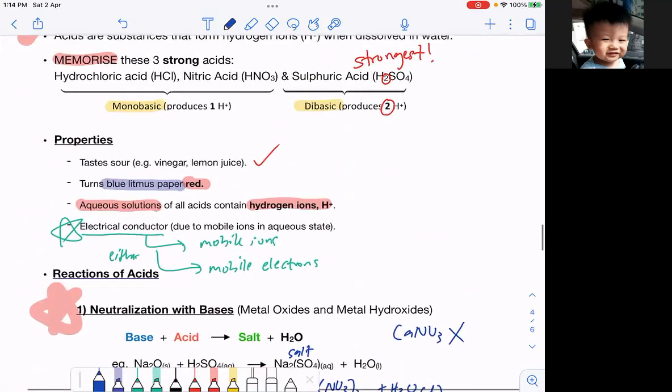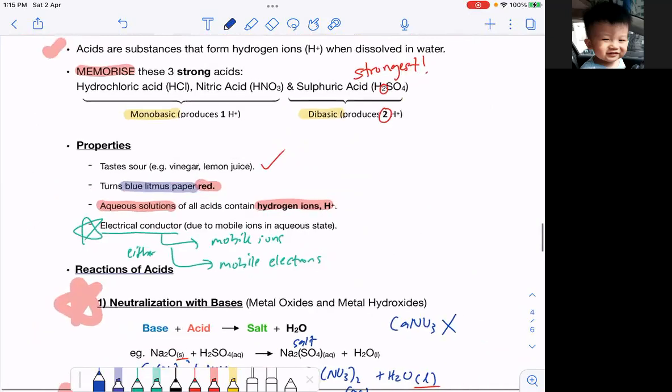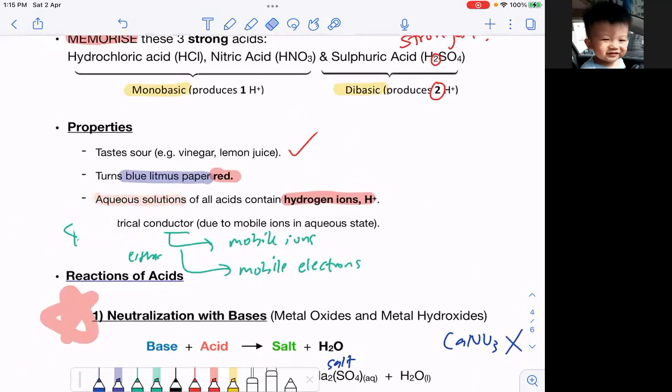Okay, we're back here already. We quickly go through the properties of acid again because you always will be tested. You have to memorize every single one.